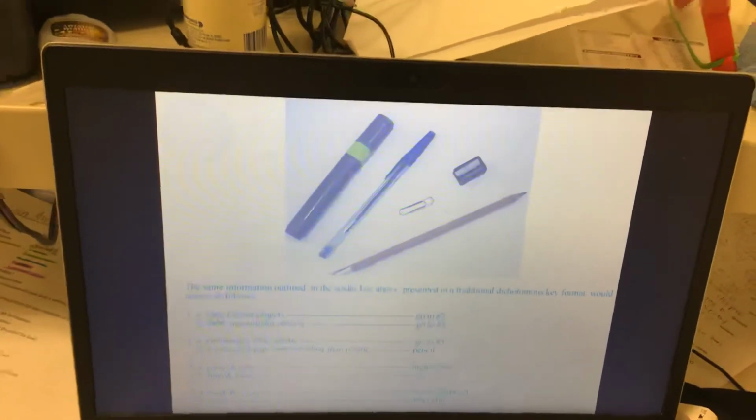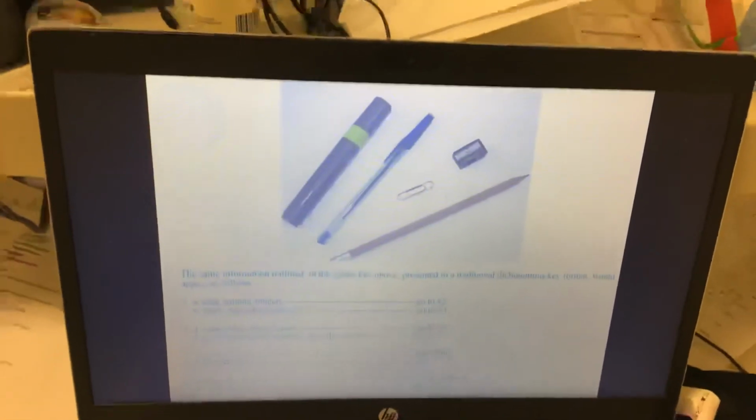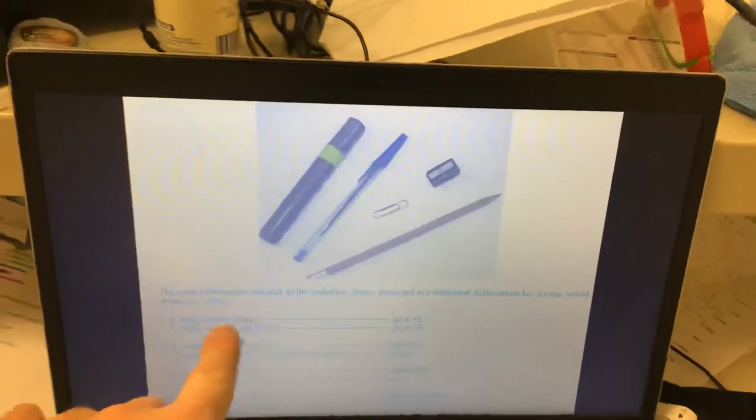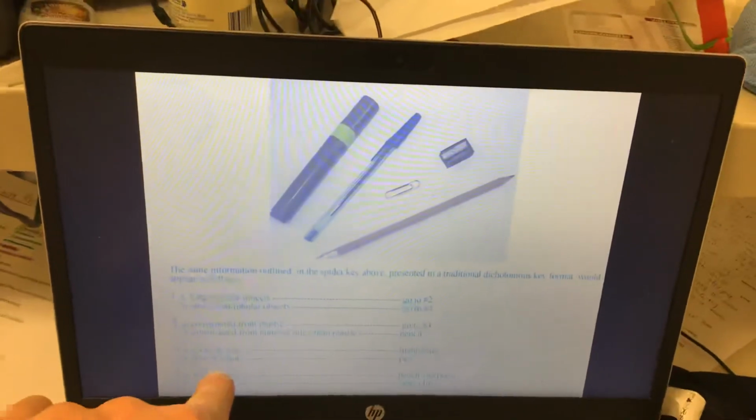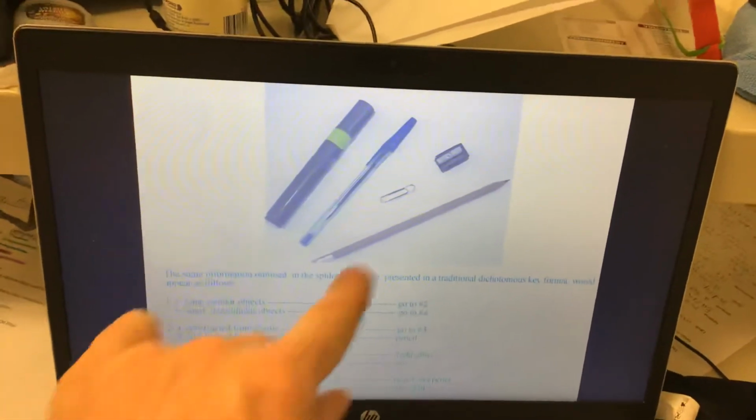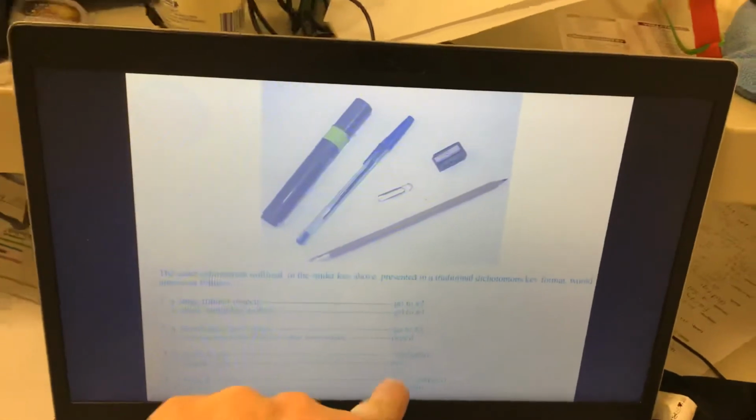Okay, so hopefully that kind of makes sense. You could do this with anything. You could do this with the paperclip. If we pick paperclip, long and tubular or short non-tubular, well, it's short and non-tubular. Go to 4. Black and silver, or silver. Well, it's silver, so it would be the paperclip.